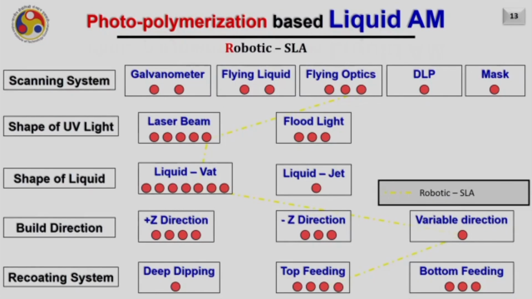Now let me discuss some of the very interesting and futuristic SLA processes such as robotic SLA. In the case of robotic SLA, the system I am going to show you uses a flying optics, a sharp laser beam, uses liquid vat, to build the part in variable direction. Meaning to say, the direction of the build is not like plus Z or minus Z. It can keep on changing based on the requirement. However, the feeding mechanism is not at all there, but I am writing it as top feeding because the material is available already from the top side. Let us discuss about this system.